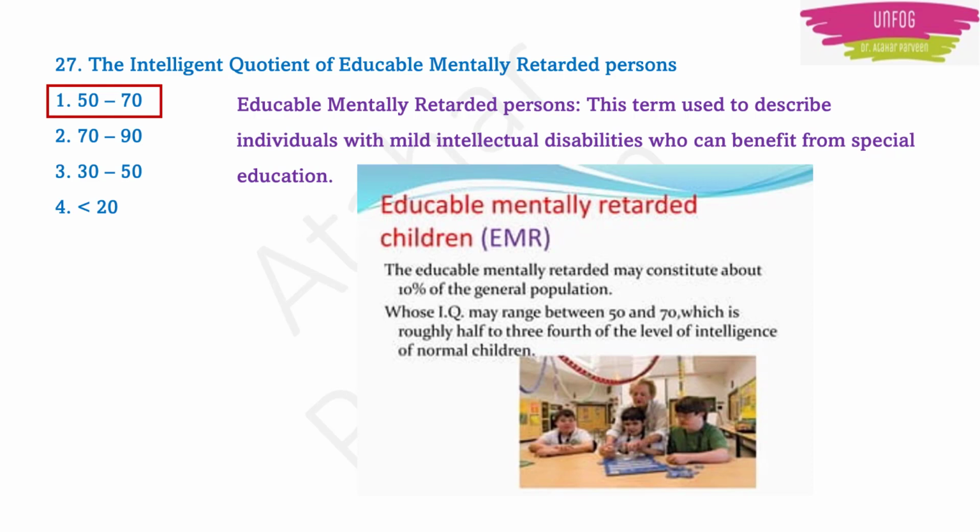So these educable mentally retarded children, or EMR, is the abbreviation for it, and these individuals may constitute about 10% of the general population. Now their IQ may range between 50 to 70, which is roughly half to 3/4 of the level of intelligence of normal children. So there is a lot of scope for these children to benefit from special education. Okay, so this is also an important question. I am expecting this question this time.